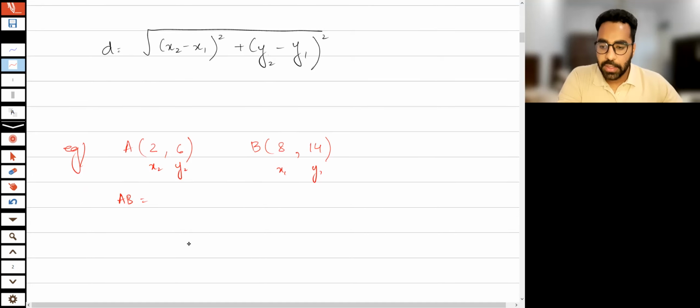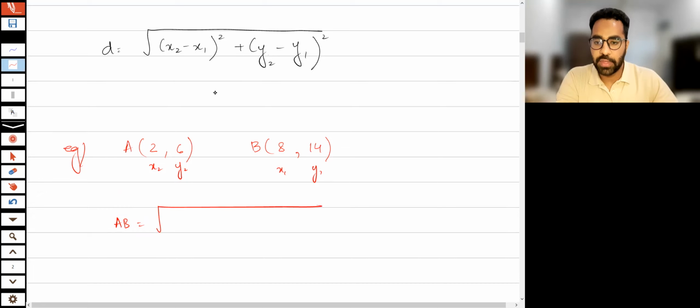Now apply the formula to find out the distance. The formula says I have to take (x2 minus x1) whole squared. So x2 is 2, x1 is 8, so (2 minus 8) whole squared. And then there's a plus sign over here, (y2 minus y1) whole squared. Now y2 is 6, y1 is 14. So this would become (6 minus 14) whole squared.